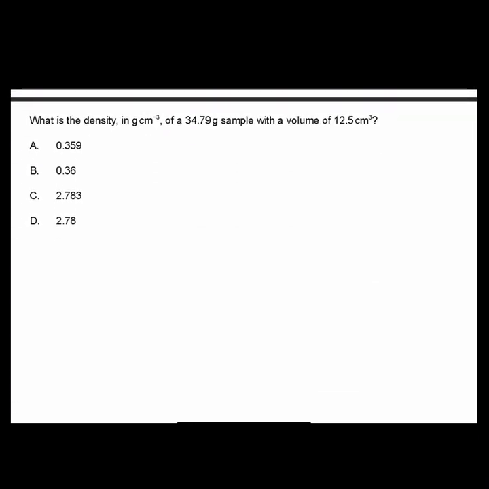Moving on. What is the density of a sample with a given mass and volume? This is very simple. Density is mass over volume. We have to take care of the significant figures, obviously. So 34.79 divided by 12.5. This problem is actually from your last chapter. Probably by mistake I put it here. But yeah, 34.79 divided by 12.5.